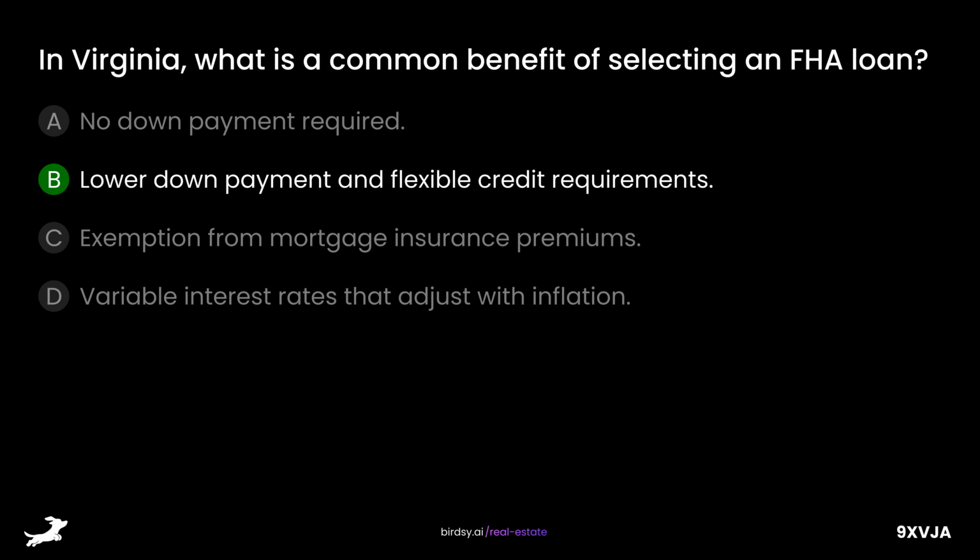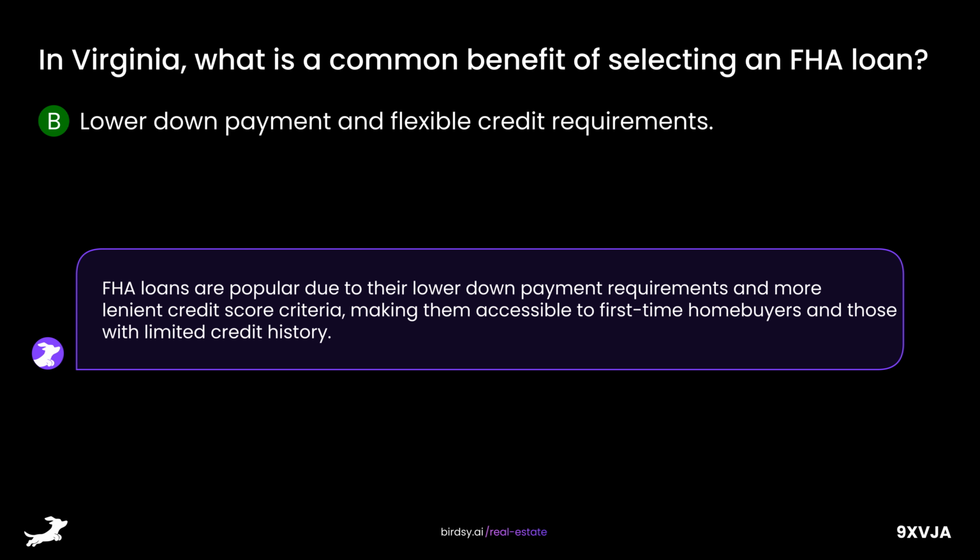The answer is B. Lower down payment and flexible credit requirements. FHA loans are popular due to their lower down payment requirements and more lenient credit score criteria, making them accessible to first-time homebuyers and those with limited credit history.